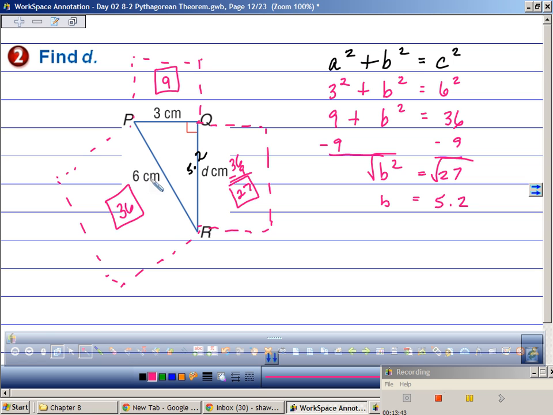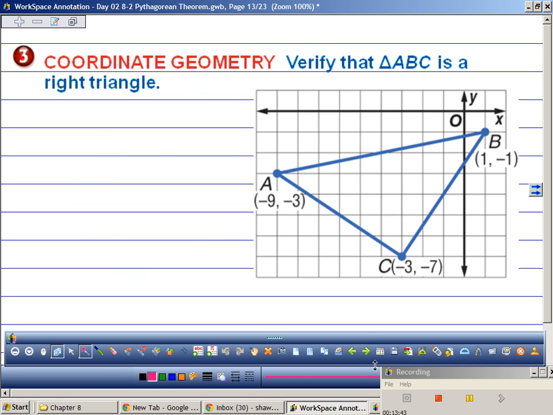Yes, it is always C. The hypotenuse is always C. All right, a little bit different. I'll let you guys write this down for a second.